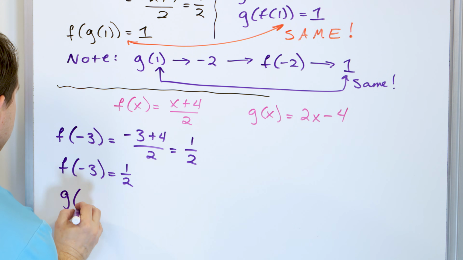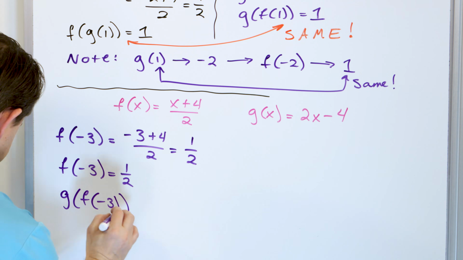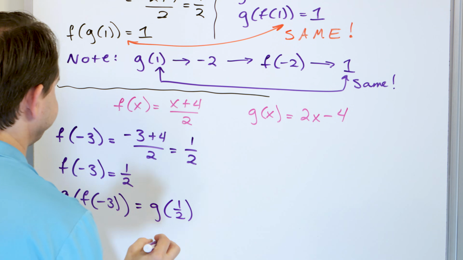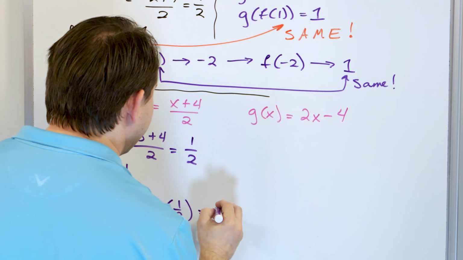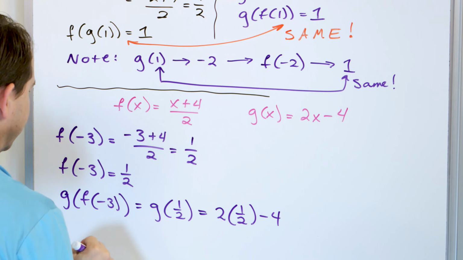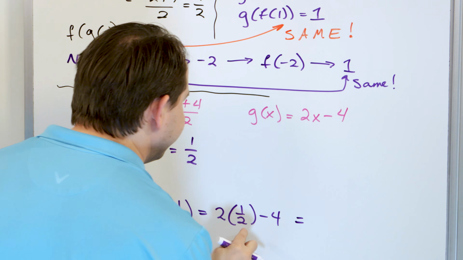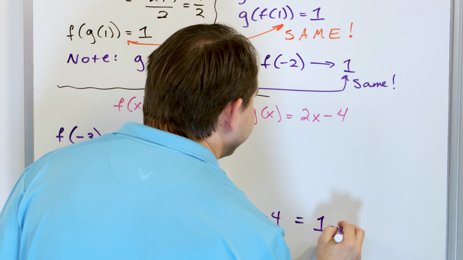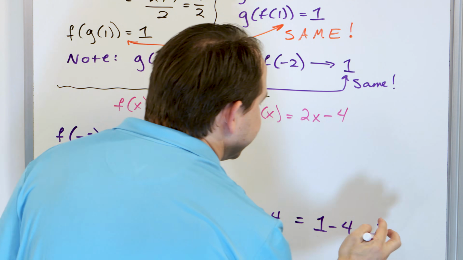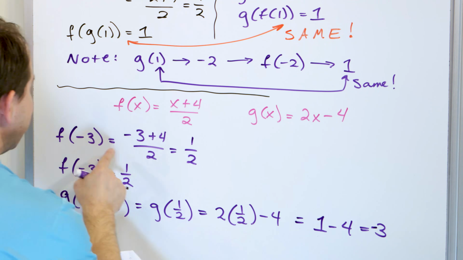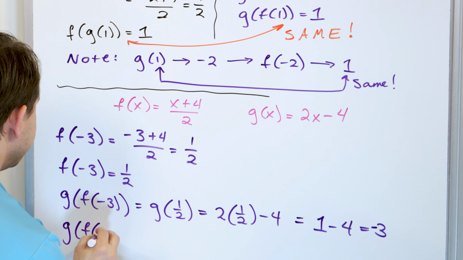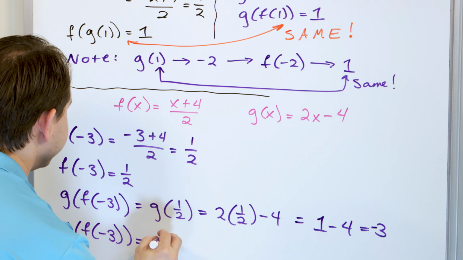So you'll say that g of f of -3 is going to be g of 1/2, which is going to be equal to, I have to put a 1/2 in here, 2 times 1/2 for x, minus 4. The 2's are going to cancel, so we're going to have a 1 minus 4, which is, I'm sorry, not 3, -3. 1 minus 4 is -3. It's exactly what I started with. That's exactly my input here. So g of f of -3 is, surprise, -3.